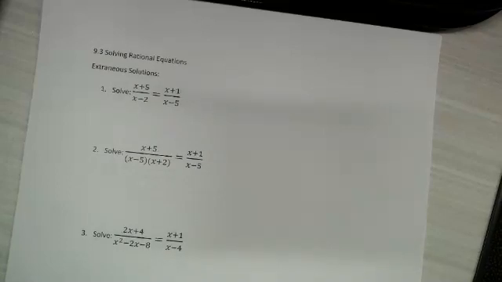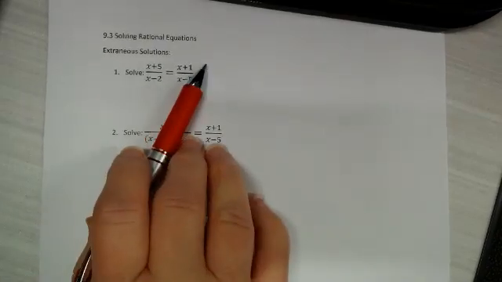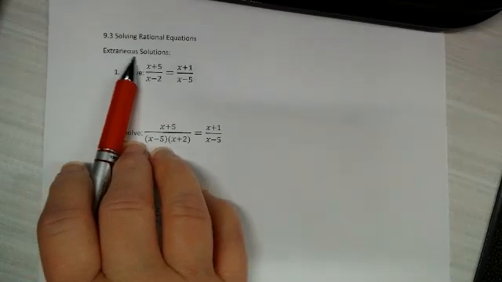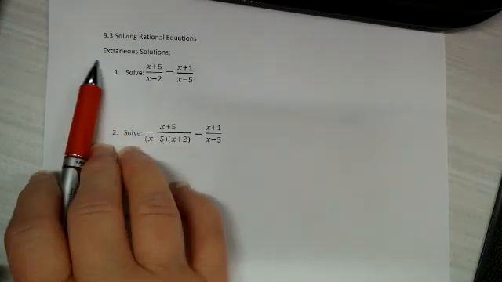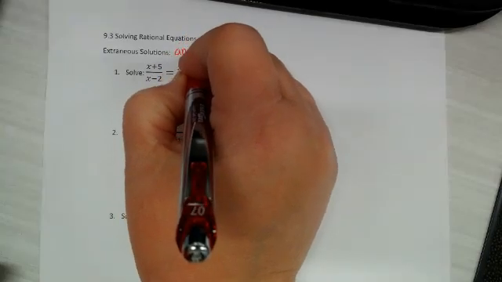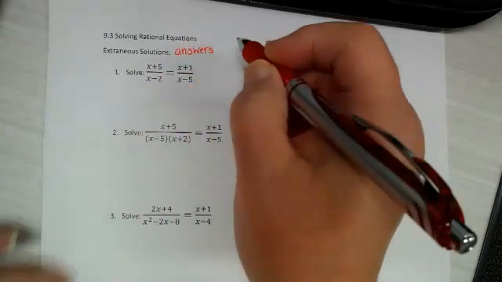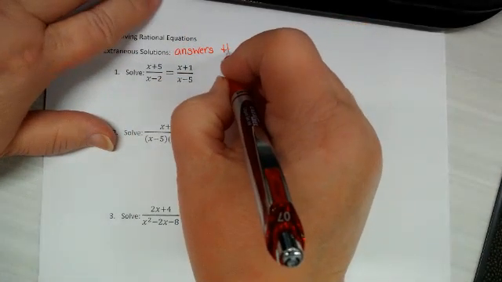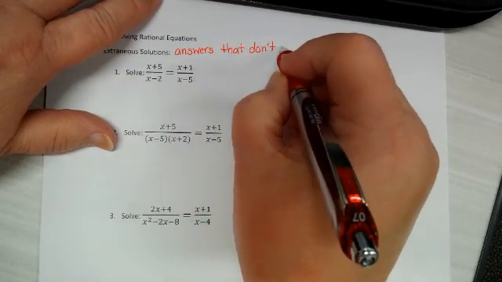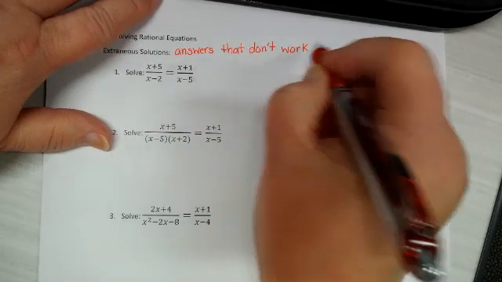In this lesson, we're going to solve rational equations. And before we do, we're going to talk about this thing called extraneous solutions. Extraneous solutions are answers that don't work. That's basically extra stuff we don't need, is what I call it. Answers that don't work. And we'll show you what that looks like as we go through our examples.